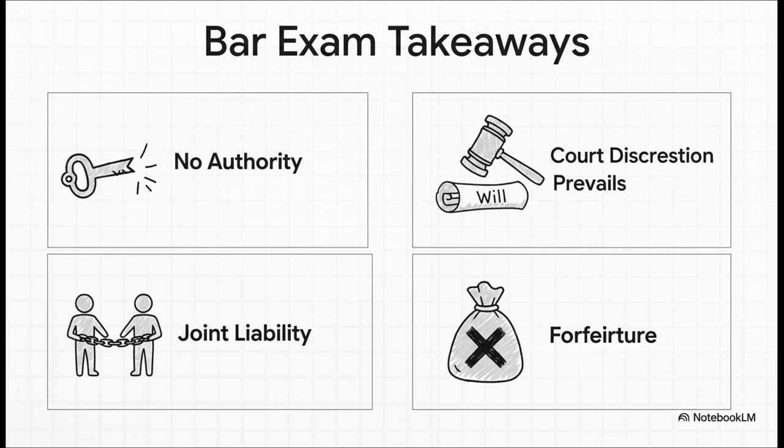Okay, for everyone studying for the bar, or for anyone who just wants the must-remember points, listen up. This is it. If you remember nothing else from this explainer, remember these 6 things. Number 1, no bond, no authority. Number 2, it's a jurisdictional prerequisite. 3, the court's discretion beats the will. 4, joint bonds mean you share all the risk. 5, special administrators get their own special bond. And 6, if you violate the bond's conditions, you're going to be held liable.